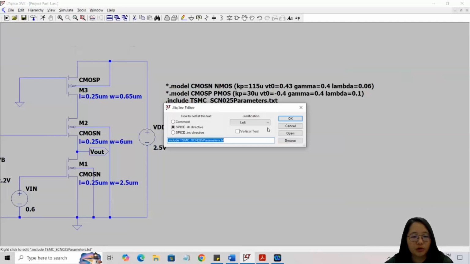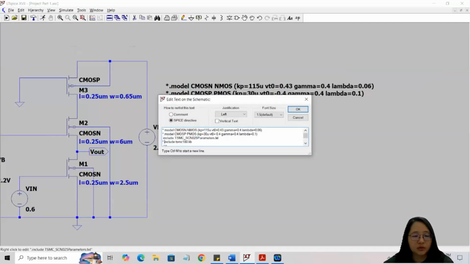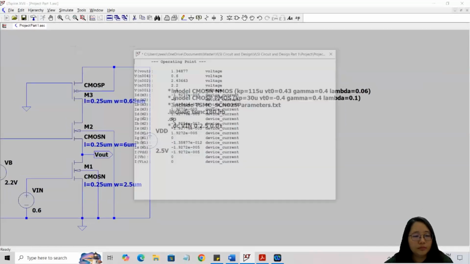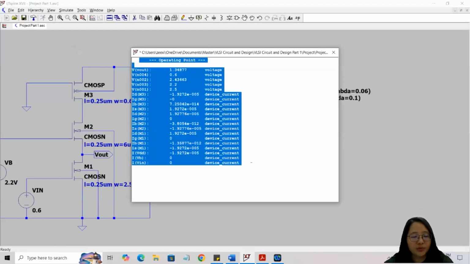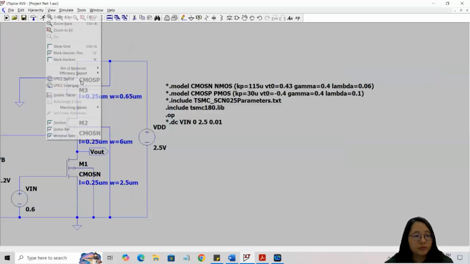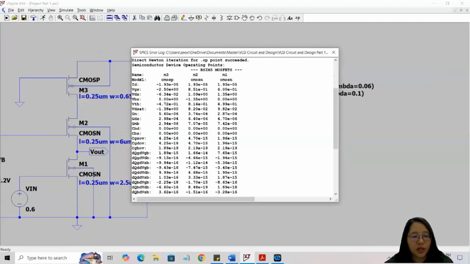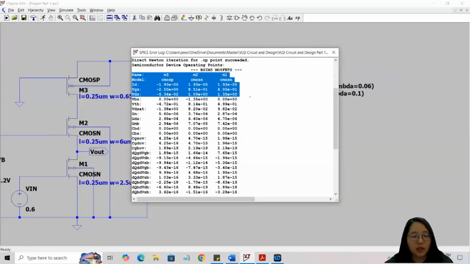Next, I will proceed to the simulation of TSMC 180. This one is the operating point for TSMC 180, and this one is the VL. This one is the SPICE error log, and we can get the ID, VGS, and VDS for M1, M2, and M3, and then calculate the operating region for M1, M2, and M3.